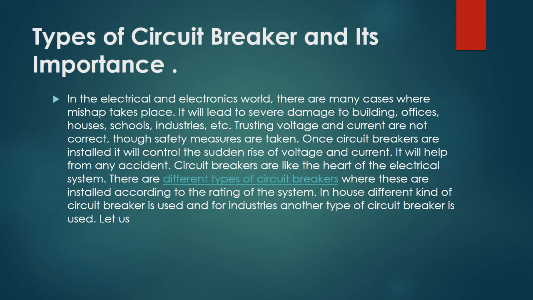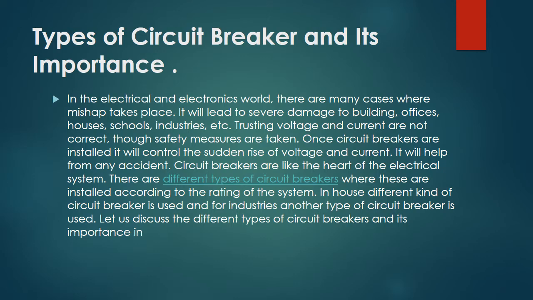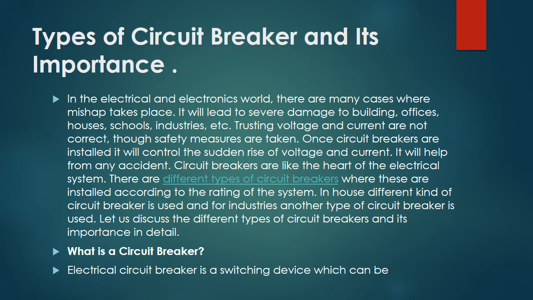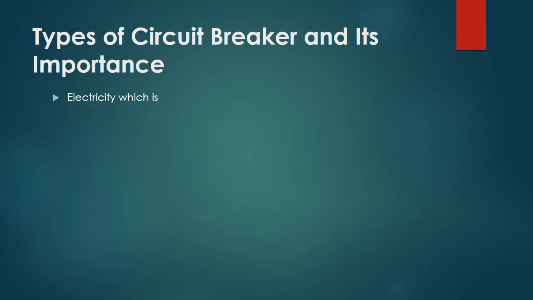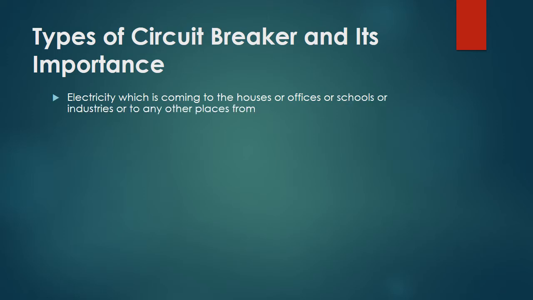What is a circuit breaker? An electrical circuit breaker is a switching device which can be operated automatically or manually for protecting and controlling the electrical power system. In the modern power system, the design of the circuit breaker has changed depending upon the huge currents and to prevent arcing while operating.